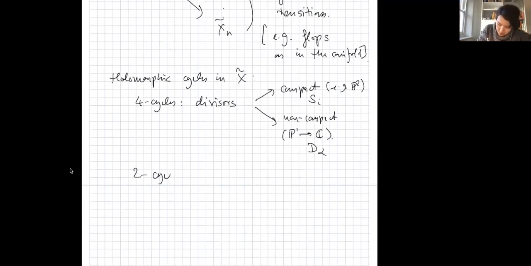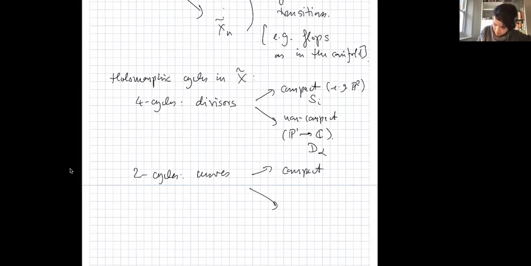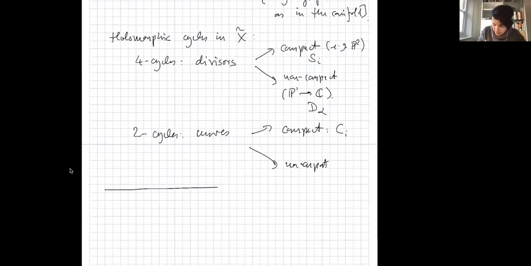The 2-cycles, so these are the complex curves, again, can be compact or non-compact. The compact curves are always going to be denoted by C_i. And when we wrap M2 branes on them, we get BPS particles in 5 dimensions. Okay, so this is just to set a little bit of notation.